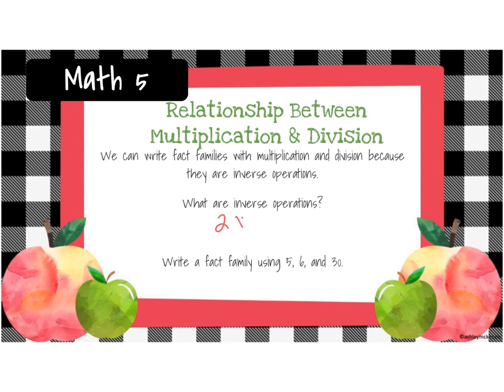2 times 3 equals 6. So what would the inverse of that be? 3 times 2 equals 6. That's still multiplication, but I want to inverse it. So I want to do division. So I would take 6. 6 divided by 3 equals 2. Exactly, very good. So I want to write a fact family using 5, 6, and 30.